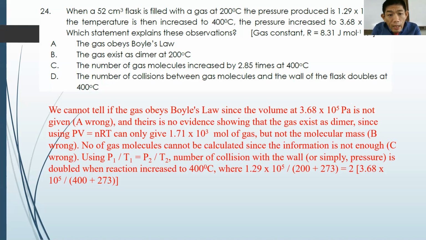While using D, P1 over T1 equals P2 over T2. That is the derivation when you combine Boyle's law and also Charles' law. So the number of collisions with the wall, simply pressure, is double when the reaction is increased to 400 degrees Celsius, where 1.29 times 10 to the power of 5 divided by 200 times 273 equals 2 times 3.8. So you can see that it is double. Okay, so the best answer in here is D. So that is how you solve question number 24.